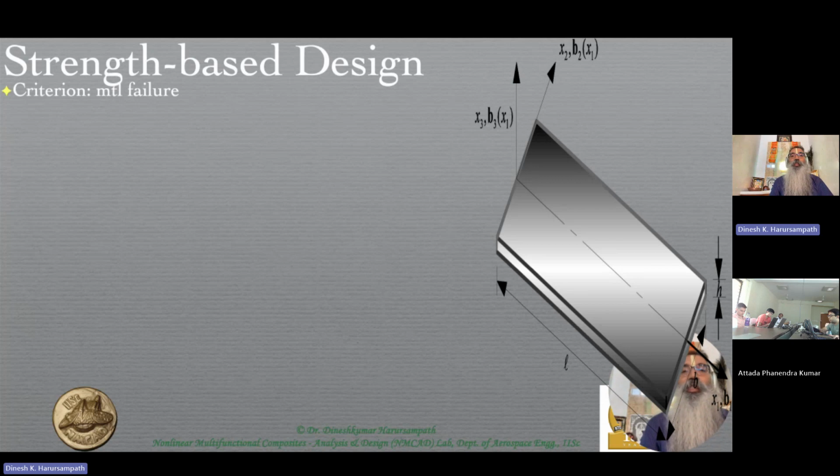As we already mentioned, for the strength-based design, the main thing we are looking at is the failure of the material. That is the criterion. Again, it's a very, very large topic. As I said, you could have multiple courses just on failure for different kinds of materials, metals and composites. But here we're focusing on metals to keep things simple. Later on, we'll generalize this. So that's the material failure criterion. Now we are considering a metal sheet over here.